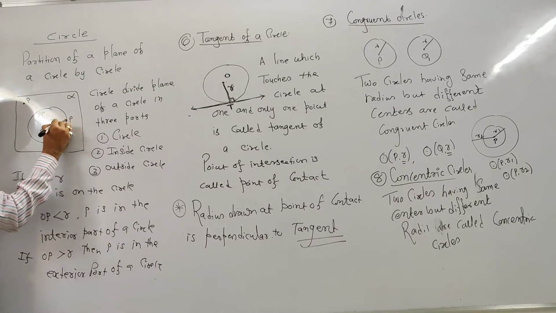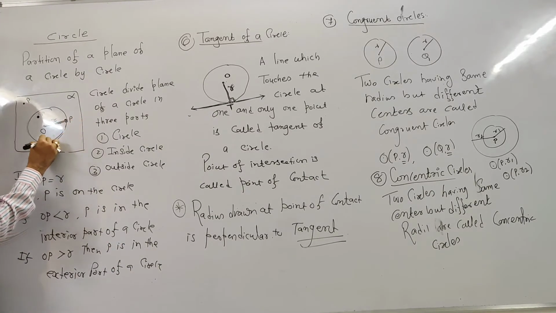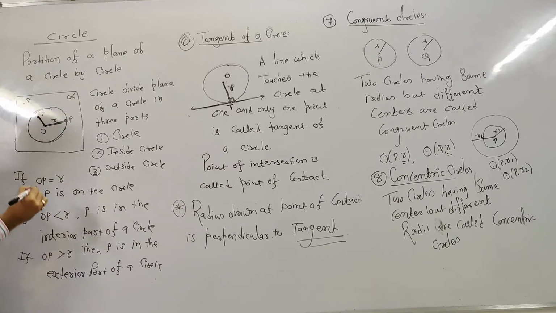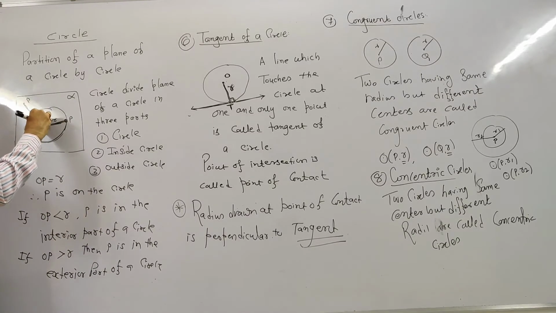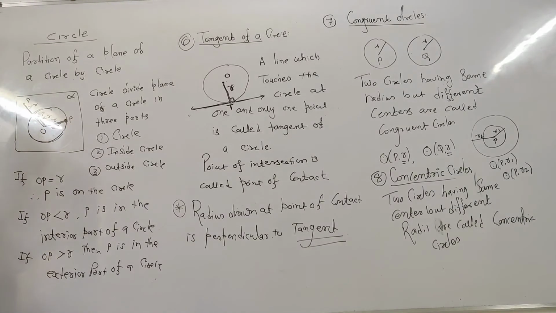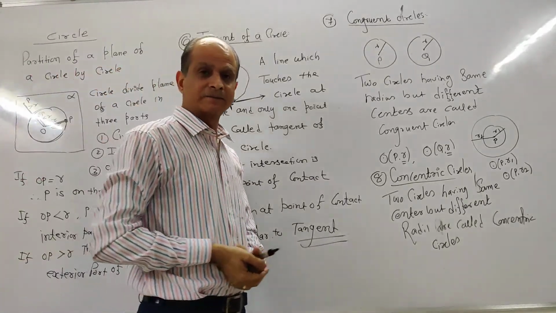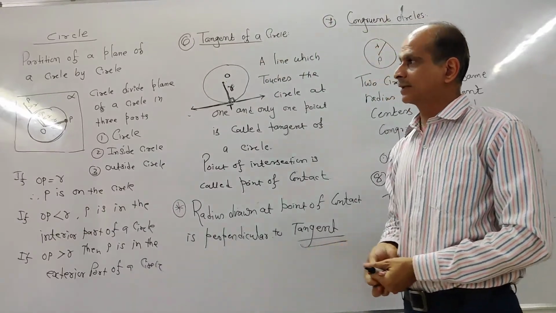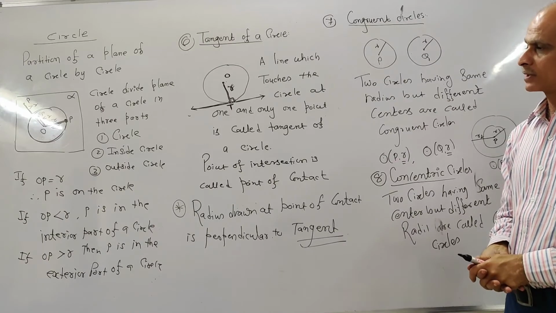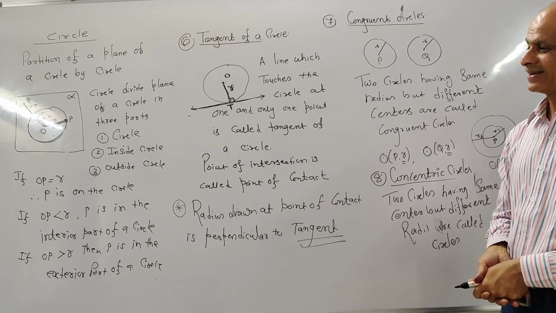So here OP is equal to exactly R. That's why P is on the circle. The value of OP, this distance, is less than R, and that's why it is in the interior part of a circle. While if this distance OP is greater than R, that's why it is known as in the exterior part of a circle. So friends, here we can say the circle divides the plane of a circle in three different parts: circle, interior part of the circle, and exterior part of a circle.